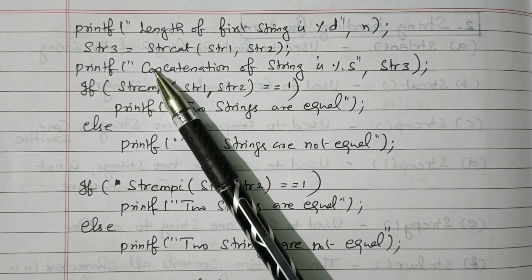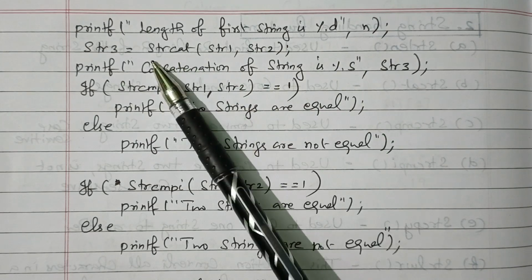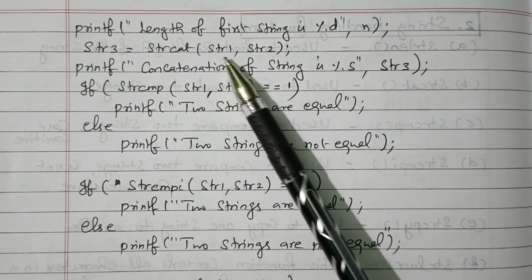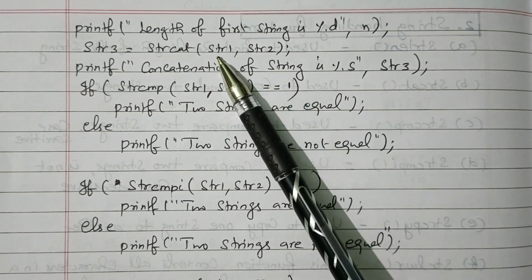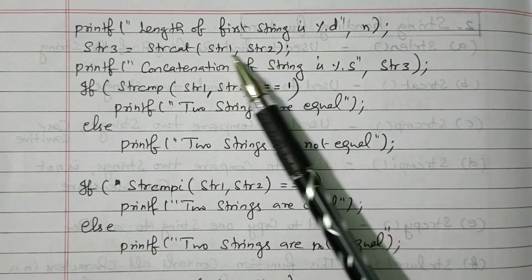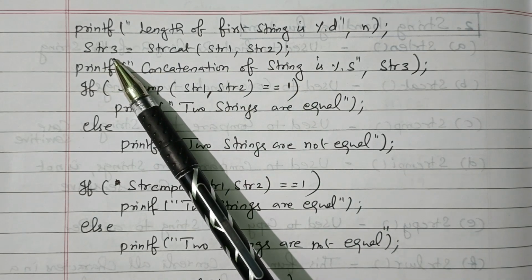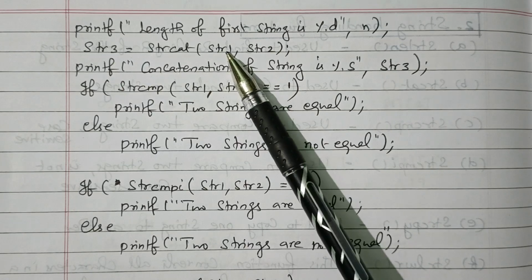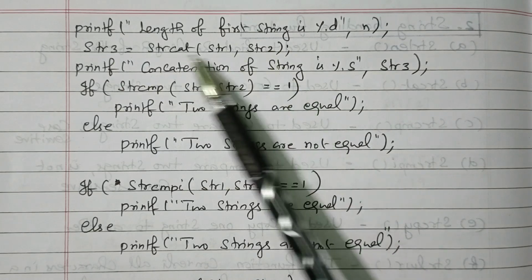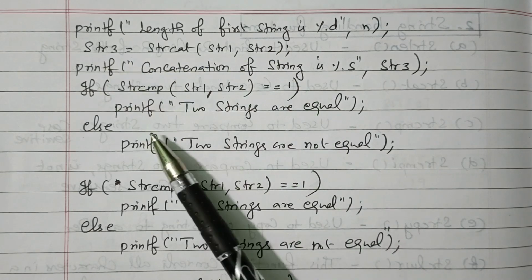Now we'll go to the second function, strcat, string concatenate. str3, str1, str2. So it will concatenate string 1 and string 2. Both are added together. The answer will be stored in string 3. We already declared 4 strings, right? So string 1 and string 2 are added together and stored in string 3.